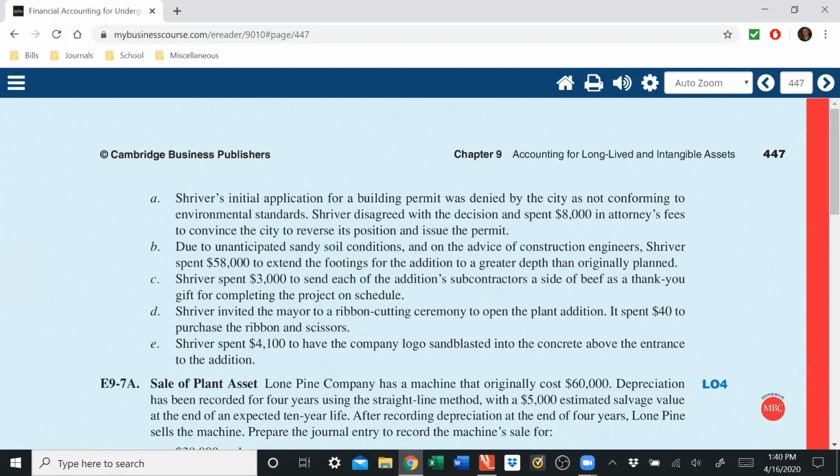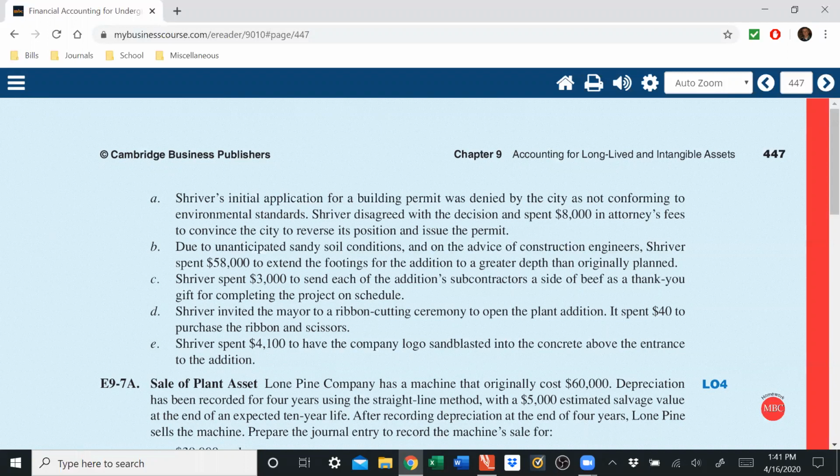Shriver spent $4,100 to have the company logo sandblasted into the concrete above the entrance to the addition. This one might be a little ambiguous. Does this company logo that was sandblasted into the concrete do one of these three things? Does it extend the useful life of the building? I don't think it does. Does it improve the quality or the quantity of the asset's output? I don't think it improves the quality of the building's output, but it may improve the quantity of the building's output. The idea is advertising.